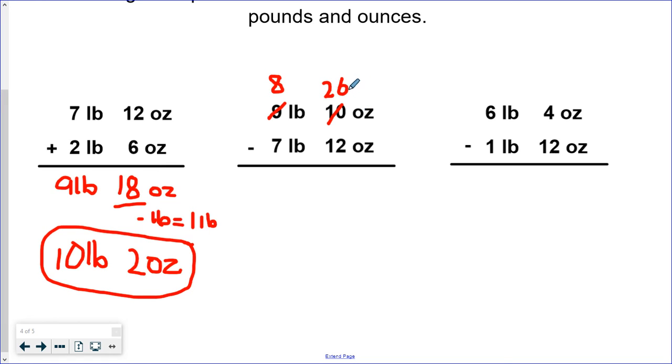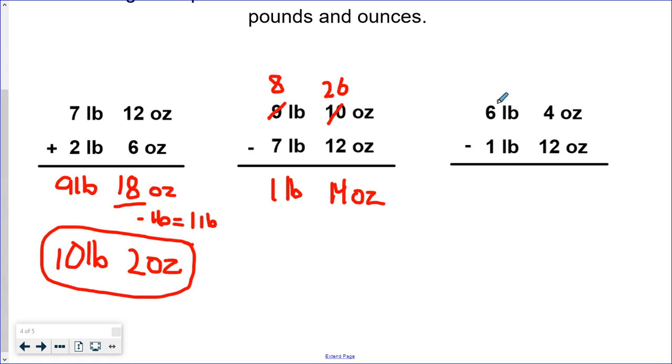Now I can go ahead and subtract. 26 minus 12, that would give me 14 ounces. And now I'm going to subtract the new pounds that I have, 8 minus 7, which is 1. So my answer is going to be 1 pound, 14 ounces. We do the same thing over here. I have 6 pounds, 4 ounces, and I'm going to subtract 1 pound, 12 ounces. Again, I cannot subtract 4 ounces minus 12 ounces.